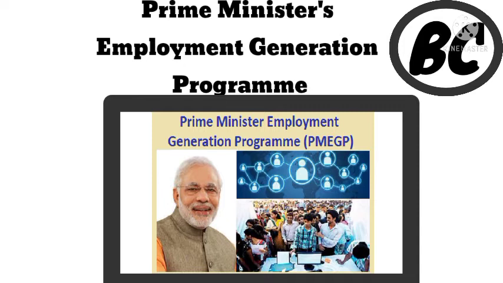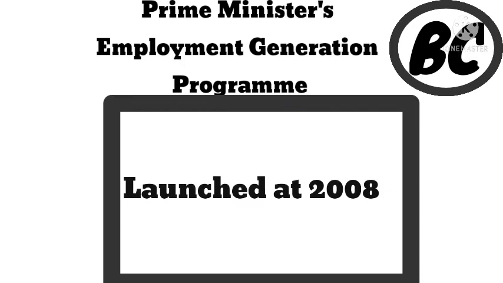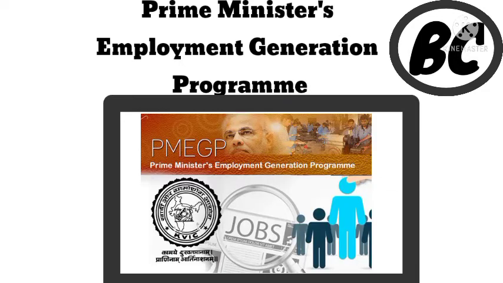So in this course, I'm going to tell you everything that you need to know about Prime Minister's Employment Generation Program, where the loan amount that you can get is between 10 lakh rupees to 25 lakh rupees. Now this one is a credit-linked subsidy program which was launched in 2008. Now the main aim of this program is to provide employment opportunities to the people of India.